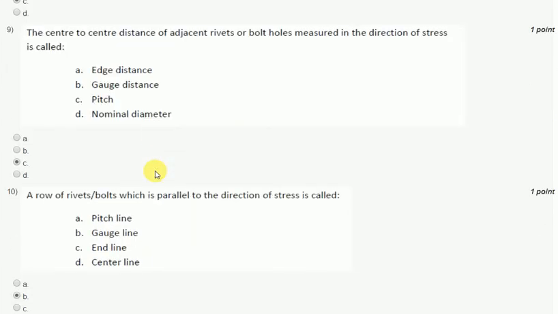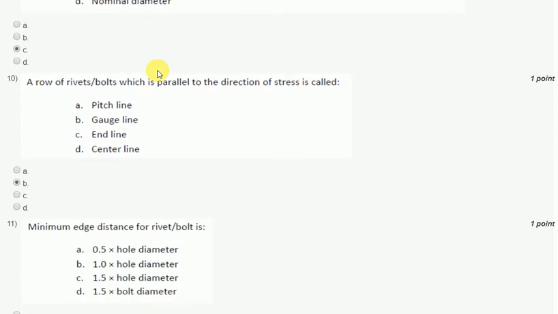And now move to question number 9. The center to center distance of adjacent rivet or bolt holes measured in the direction of stress is called what? This is called pitch. That means option C is the correct option. You can go with option C. And question number 10: a row of rivets and bolts which is parallel to the direction of stress is called gauge line. That means option B. This is called gauge line.